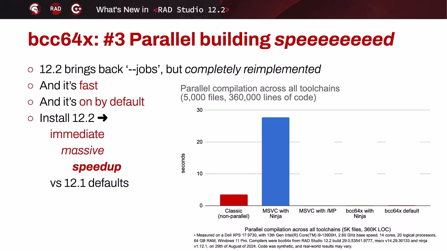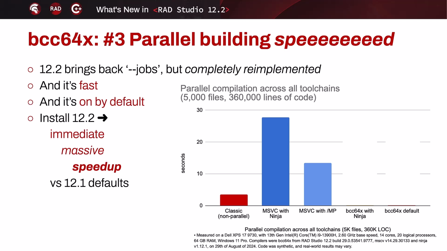Let's look at Visual C++ used with Ninja, Ninja being the industry standard parallel compilation tool. It takes a bit under 30 seconds. Then let's look at Visual C++ with the /mp flag. This is Microsoft's own version of our --jobs, and shows what may be the best case scenario for Visual C++. It's a lot faster than with Ninja.